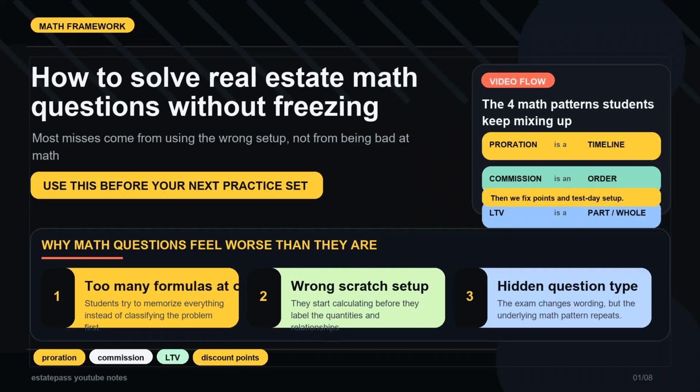If real estate exam math makes you freeze, the problem is usually not that the numbers are too hard. The real problem is that students do not identify what type of math question they are looking at before they start solving. In this video, we are going to turn the 4 most common math patterns into simpler mental models you can reuse.